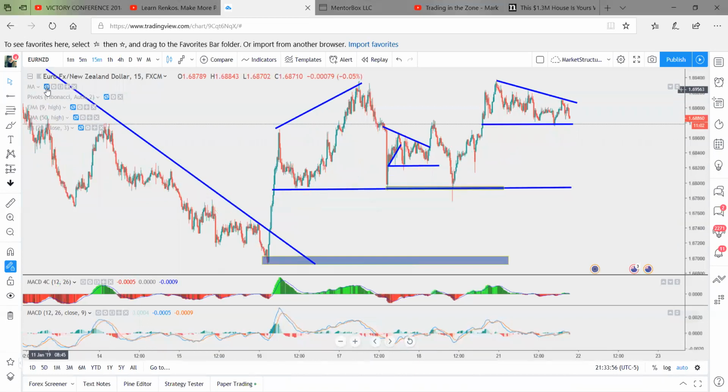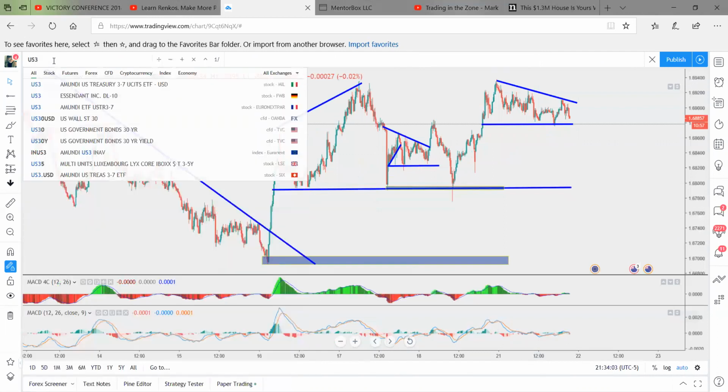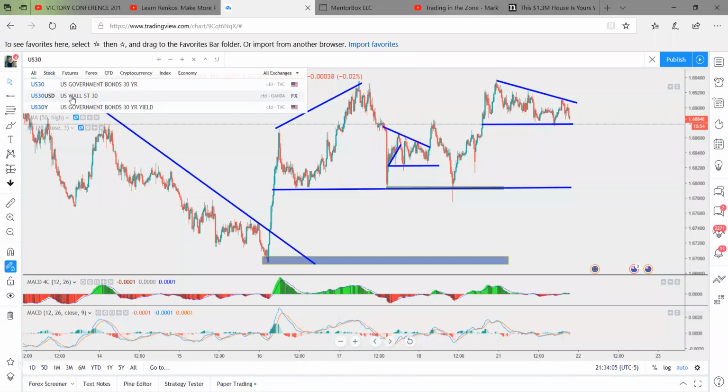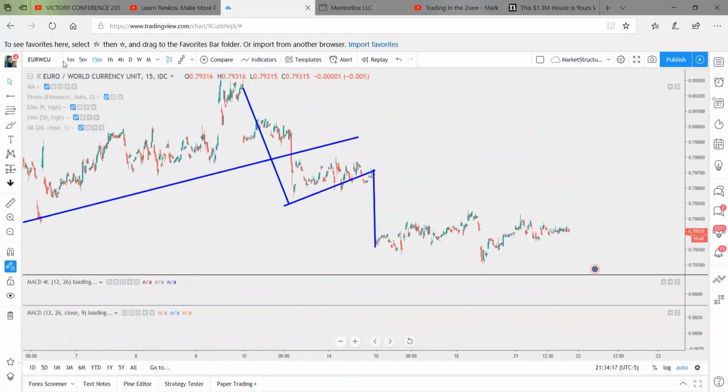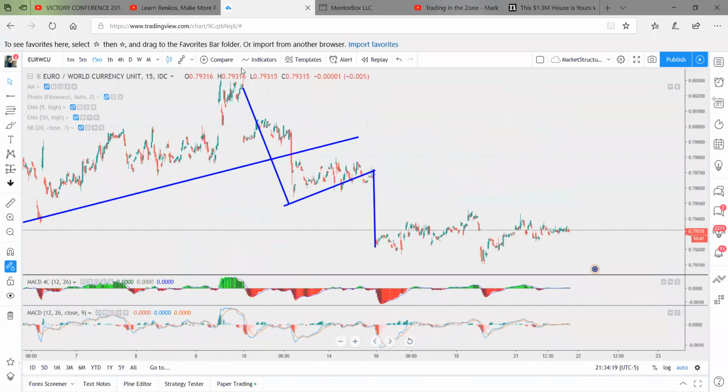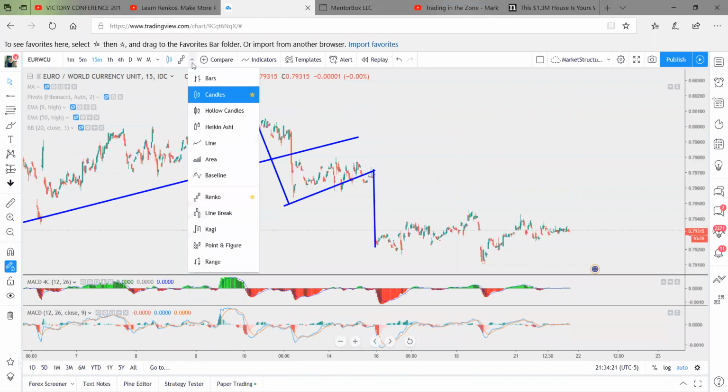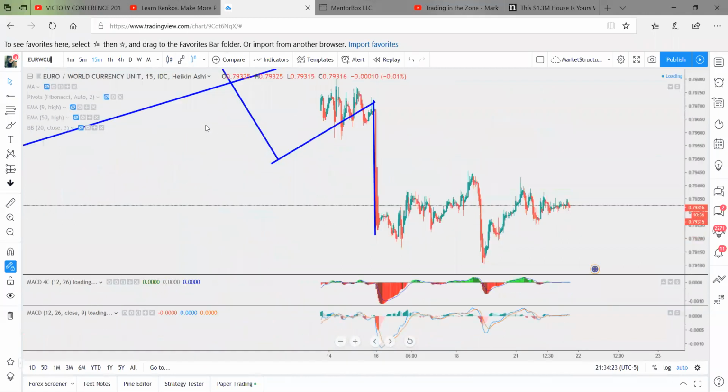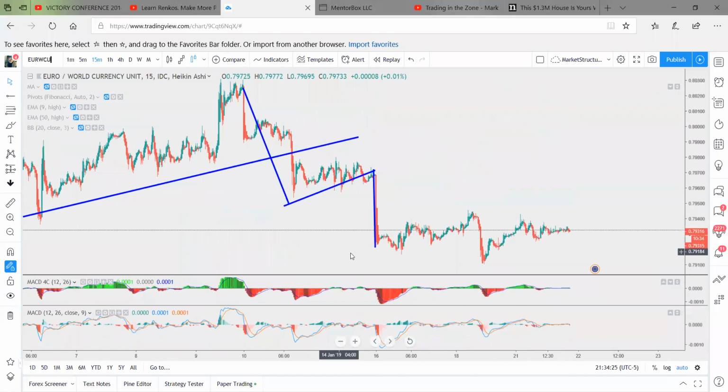Can we look at some indexes? Can you look at Euro index? Which one are you looking at, US 30 or? No, I don't mean US indexes. I meant to say the currency unit. Which one are you looking at? Euro WCU. That's what you taught me. Oh, Scott wants to look at US 30.